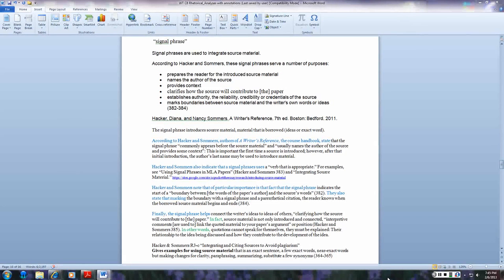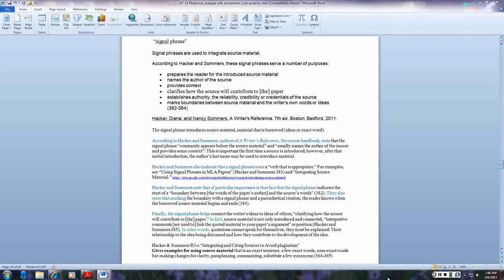It shows the relationship between the borrowed material, the quoted material, paraphrase or summary, and the text that you are writing. It helps to establish the authority or credentials of the source. Are they an expert in the field? This is one of the places that you can provide that information. And finally, it marks boundaries between source material and the writer's own words or ideas.